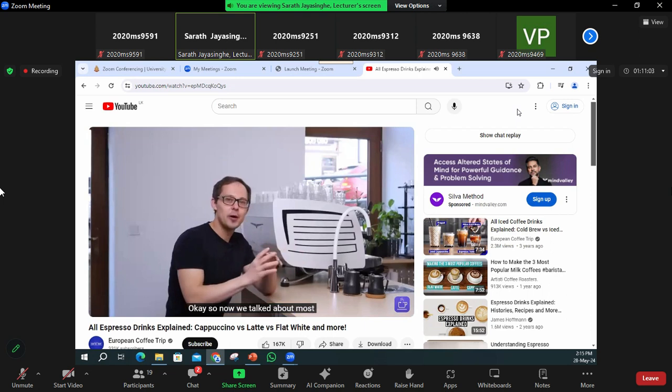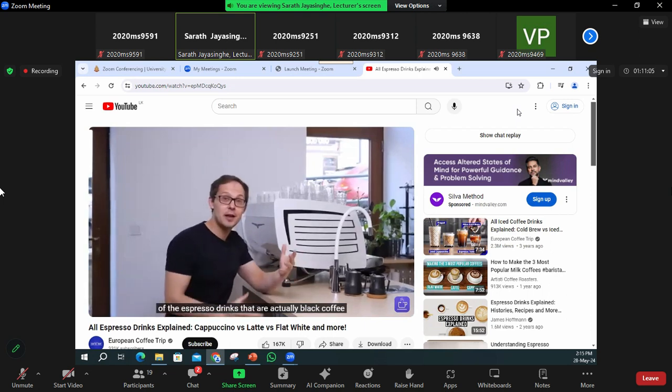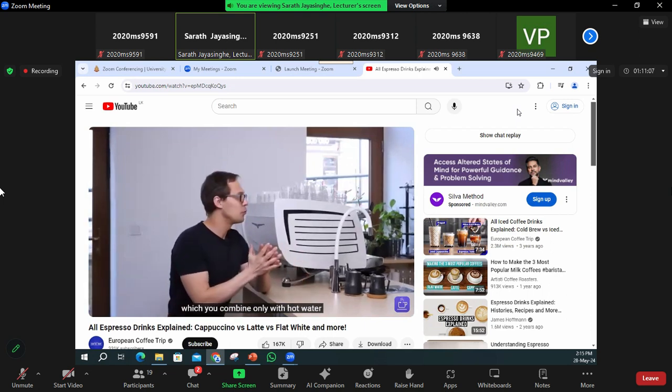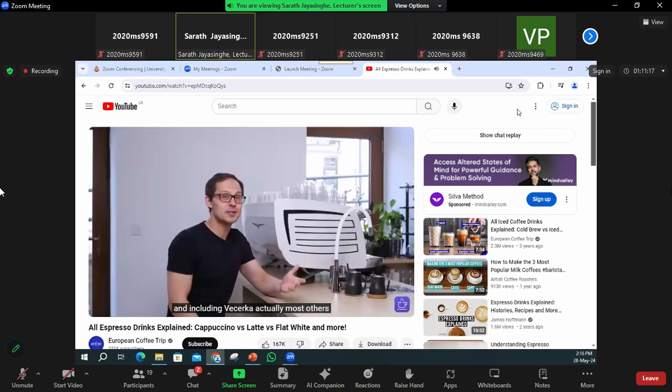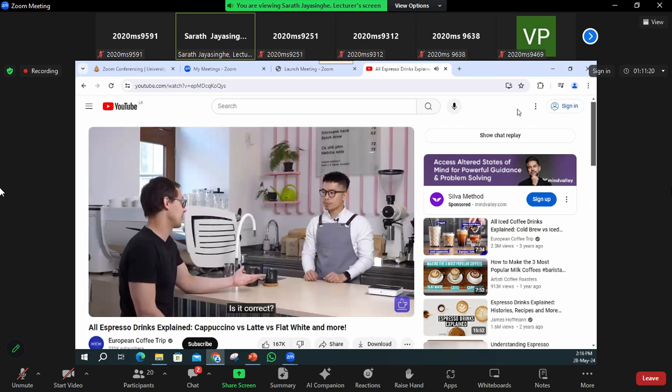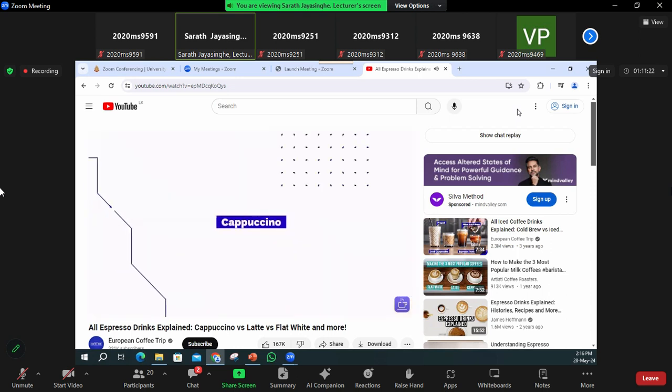Okay, so now we talked about most of the espresso drinks that are actually black coffee, which you combine only with hot water or you drink straight away as it comes from the machine. But I think in most of the coffee shops, including Večerka, most of the orders go for milk coffees. Is it correct? Yeah, it's right.